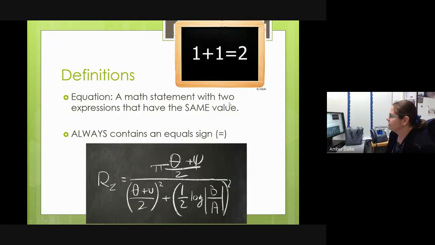So some definitions here. An equation is a math statement with two expressions that have the same value. Some of them are really simple. 1 + 1 = 2. That's an equation. On the other hand, this one down here at the bottom is also an equation, but it's a complicated one. I don't even know exactly what this is for, by the way. I just found it and I was like, whoa, that's impressive.